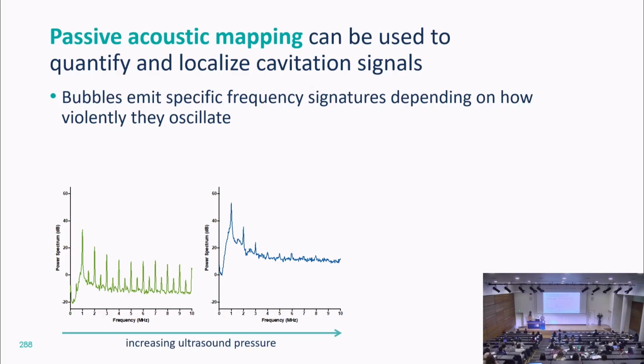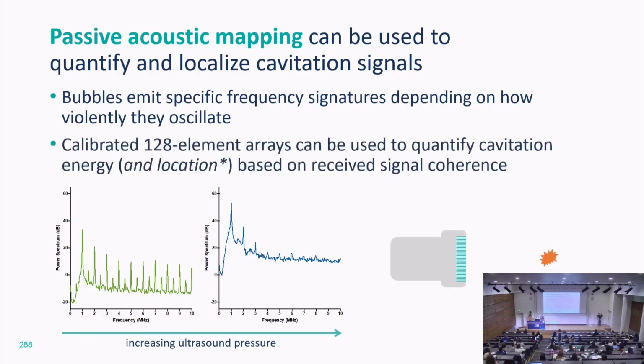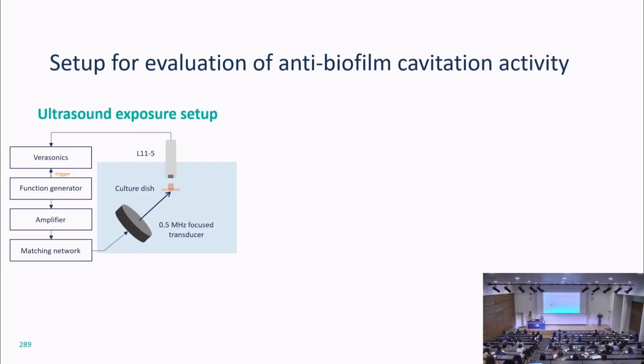emissions. And we can use calibrated ultrasound arrays to receive those emissions and turn them into realistic pressure and energy information, as well as use signal coherence and time of flight information to actually localize where they occur. So this could be a really useful technique for monitoring emissions and understanding how violent an ultrasound regime is in real time.